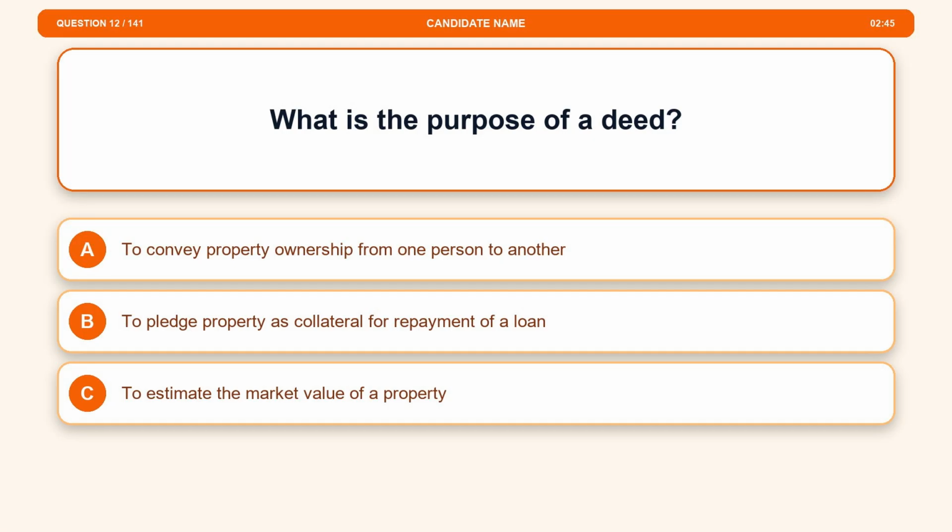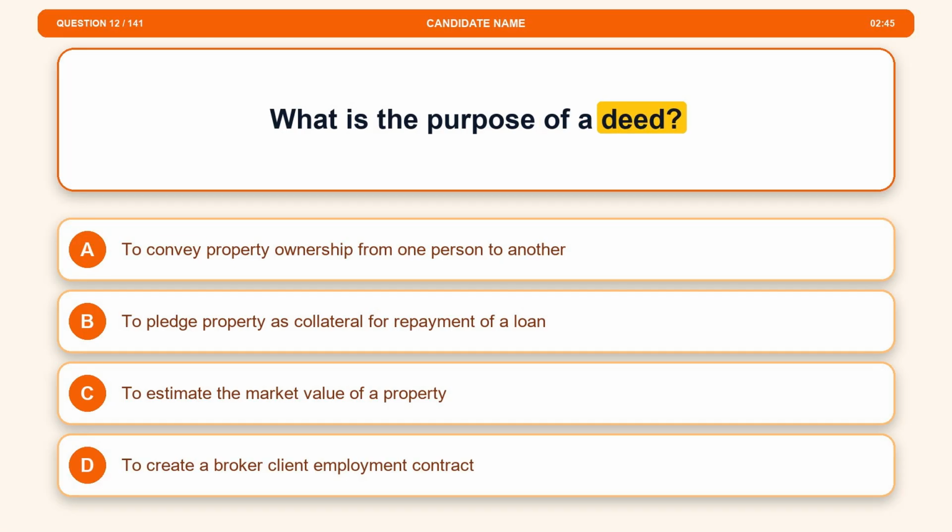Question 12. What is the purpose of a deed? Option A. To convey property ownership from one person to another. Option B. To pledge property as collateral for repayment of a loan. Option C. To estimate the market value of a property. Option D. To create a broker-client employment contract.